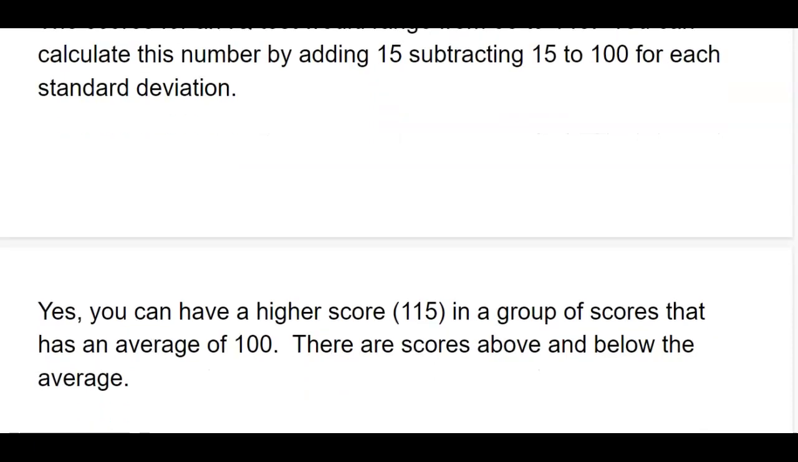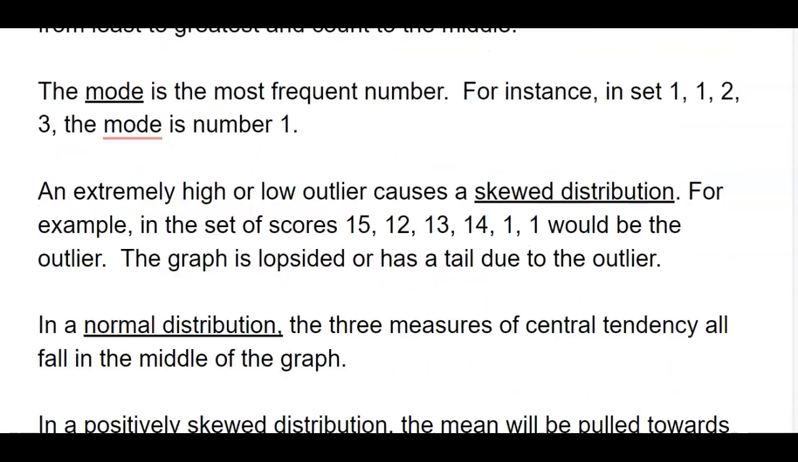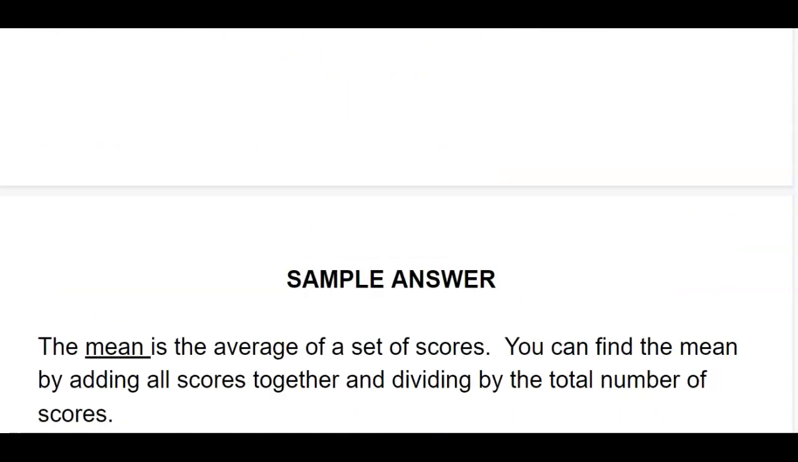Last part. Yes, you can have a higher score of 115 in the group of scores that has averaged of 100. There are scores above and below the average. Again, you could list out numbers here and tell me how to calculate it, but they just really want you to acknowledge that there are scores higher than and lower than the mean. So again, this is just the part A section. You would still have to answer part B, and I don't have that written, but let me scroll back up here and I'll just answer them verbally right now since they're not typed.